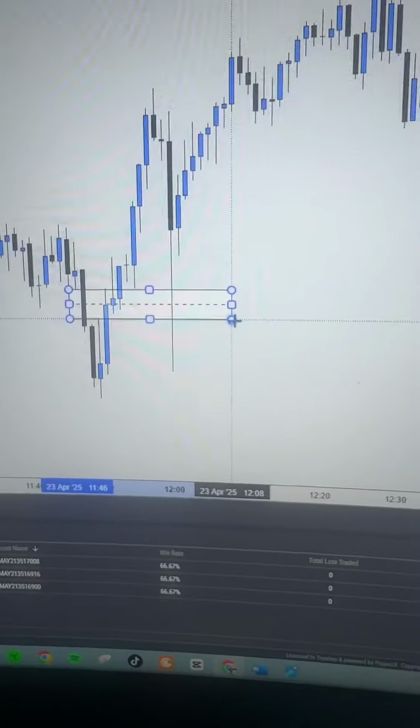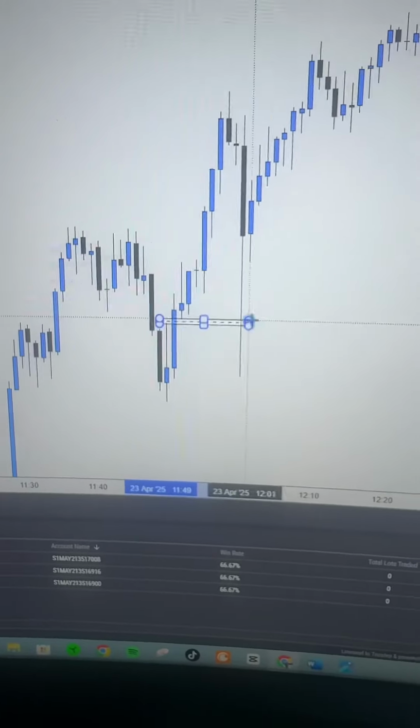But I don't typically place my entry off of a CISD. What I would typically do is either enter off of this inverse fair value gap from the move down, or this fair value gap from the move up. It's super situational, but typically I like to go with inverse fair value gap entries.